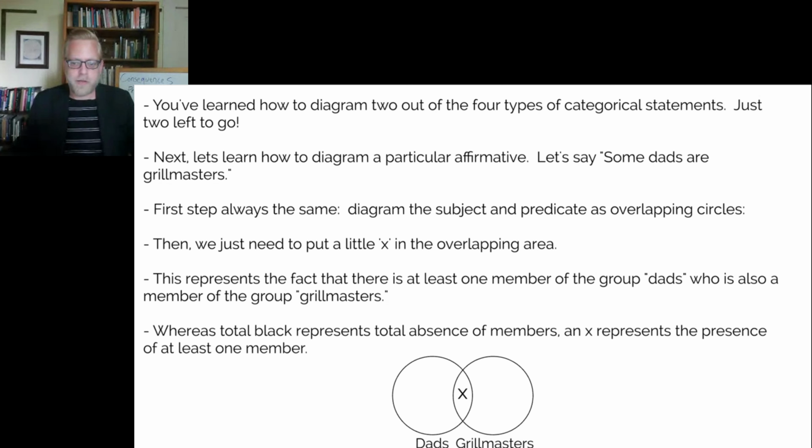So if you look at the diagram, the black represents an absence, right? You can't put any members here, therefore it's a universal affirmative or universal negative. Here, X represents the presence of something. The presence of what? Of some, which here in logic means at least one.